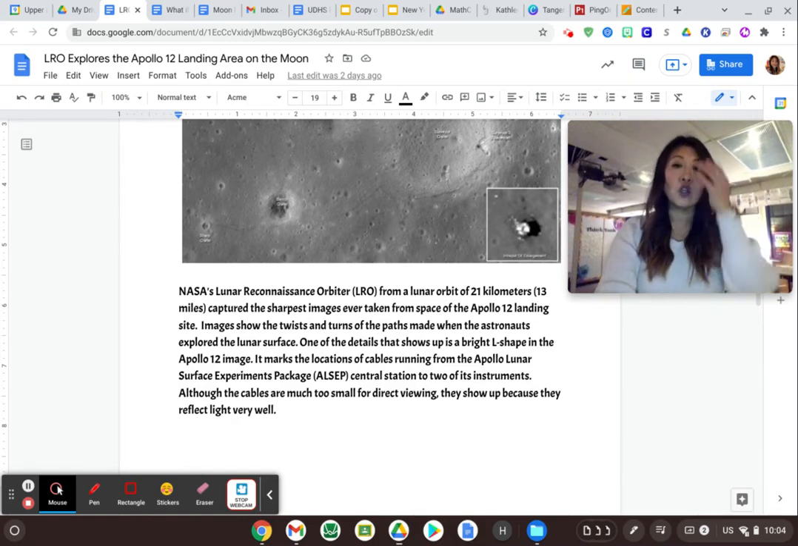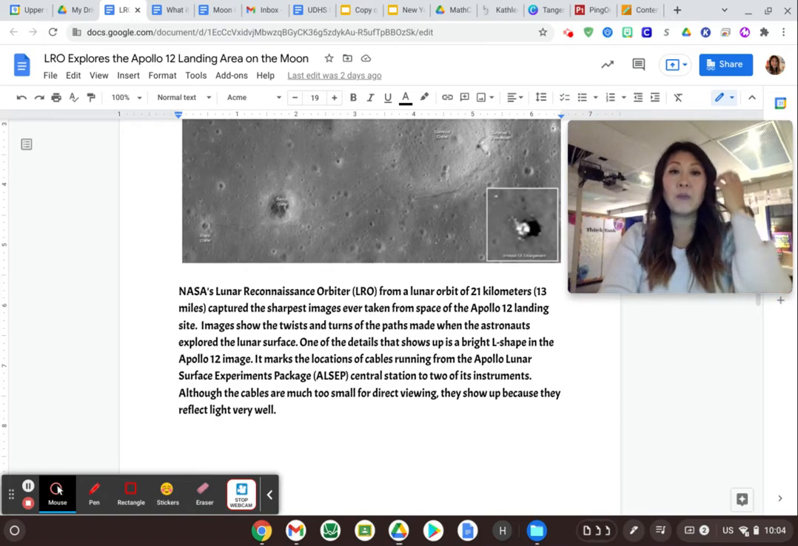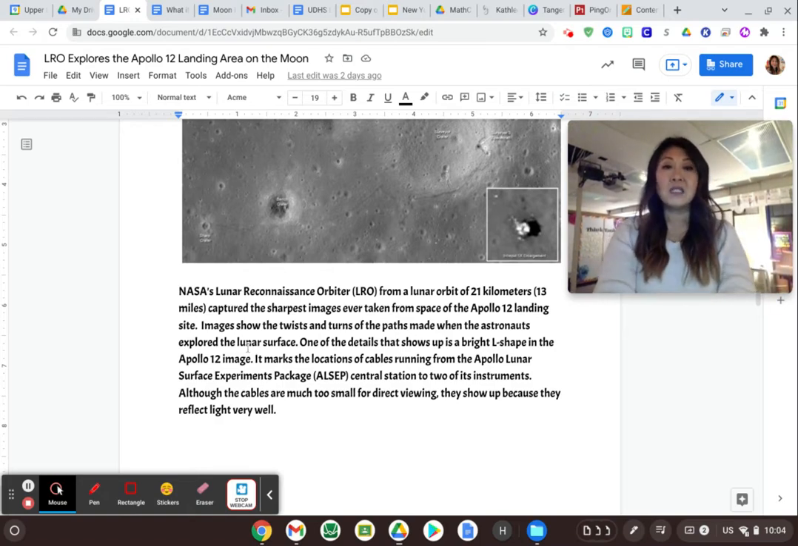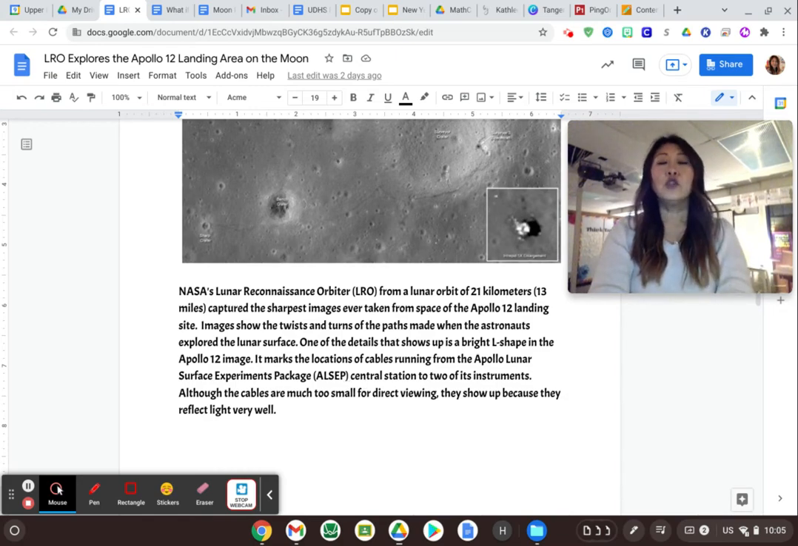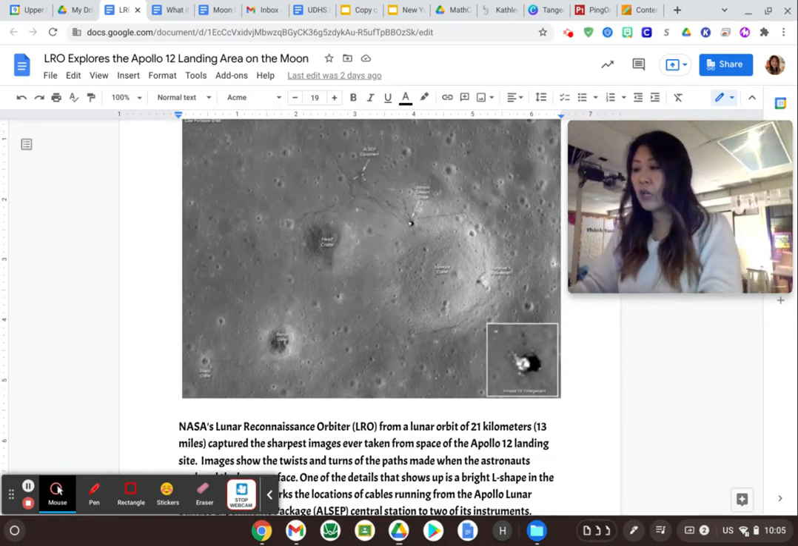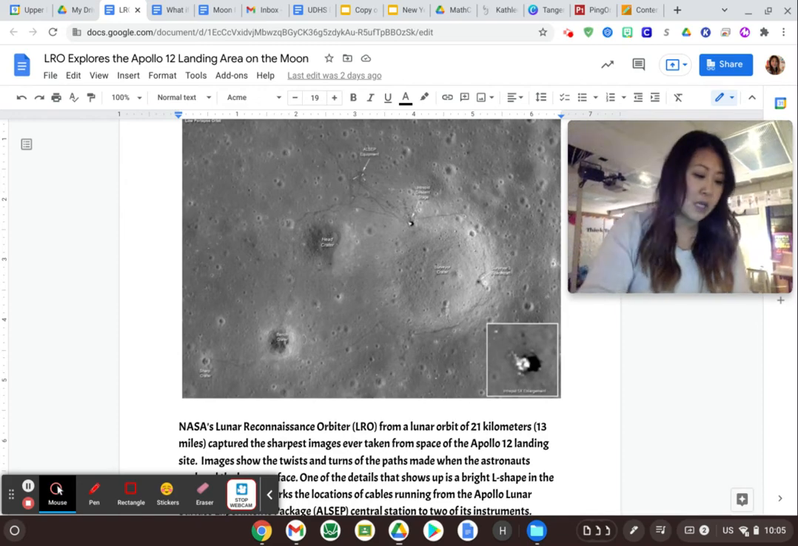One of the details that shows up is the bright L shape in the Apollo 12 image. This marks the locations of cables running from the Apollo Lunar Surface Experiments Package Central Station to two of its instruments. We're going to call it ALSEP; that's how you'll notice it referred to in this packet. Although the cables are much too small for direct viewing, they show up because they reflect light very well. So I'm going to tell you what each of these is, because you're going to need to know.